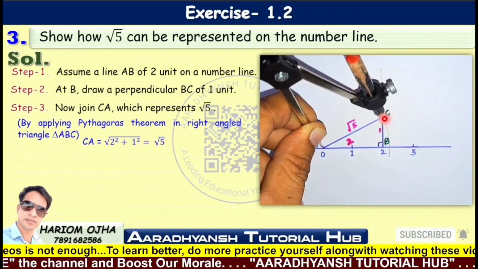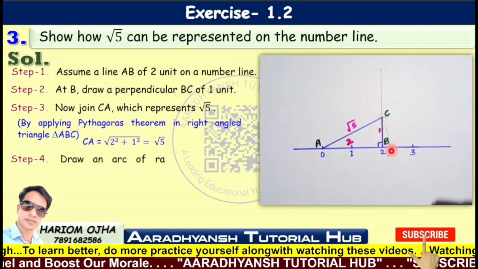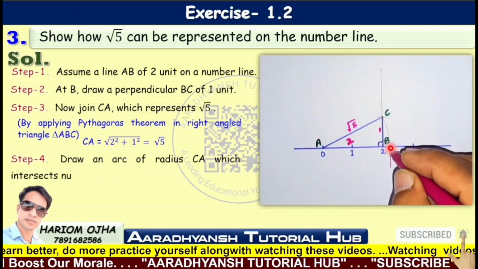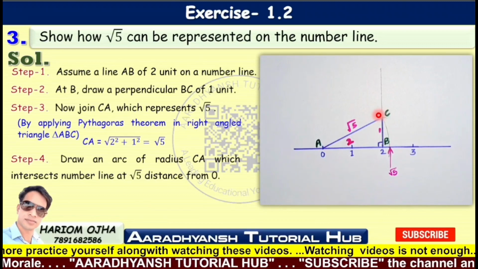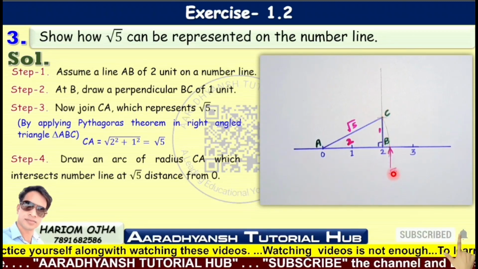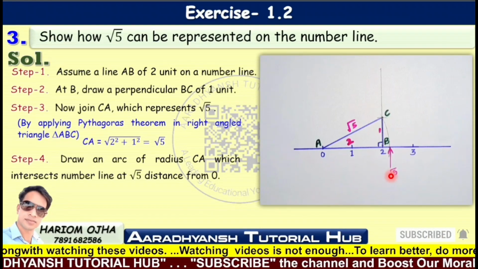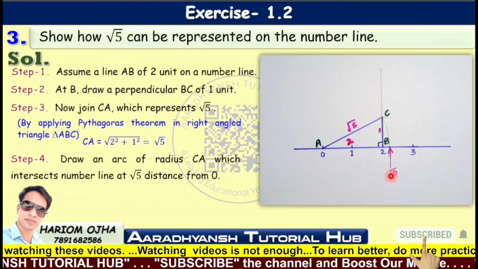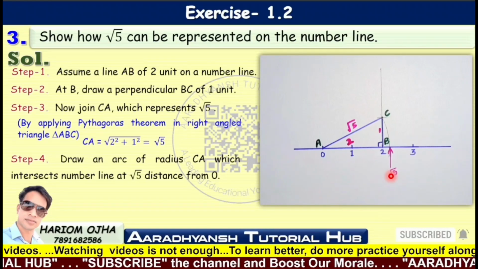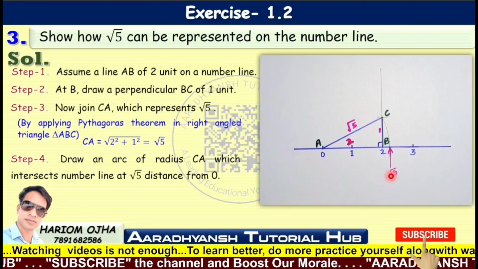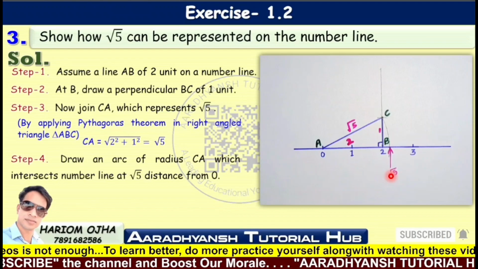Now we are taking this radius AC and drawing an arc on this number line. Here it will cut and we will get the point square root of 5. This point shows square root of 5. So students, in this video you have learned how to draw the number line and how to represent irrational numbers like square root of 2, 3, 5 and so on. You can easily represent them on this number line.